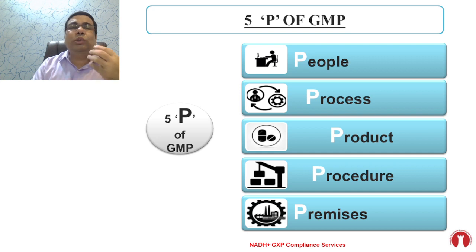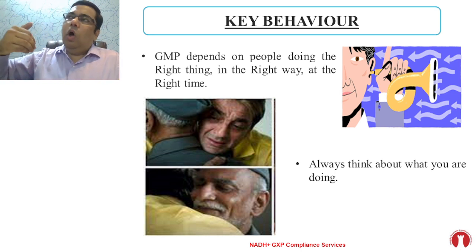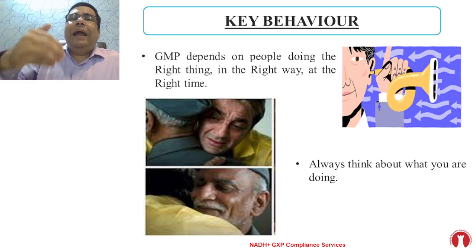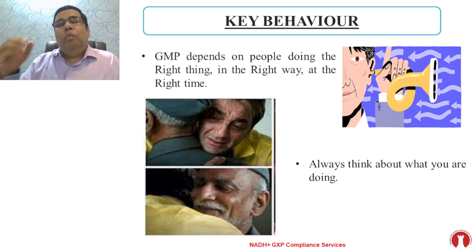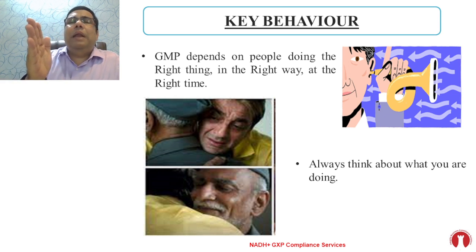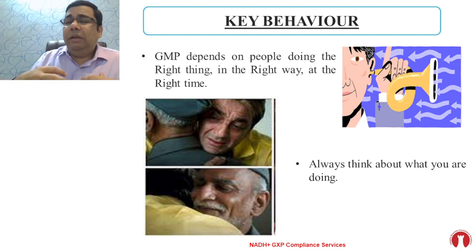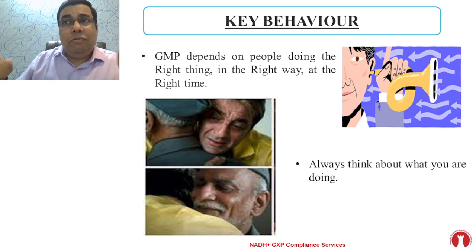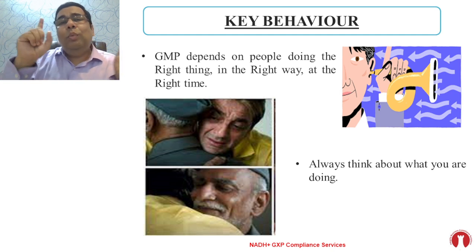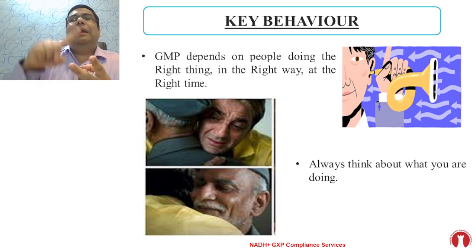Now let us start today's discussion with respect to the behavioral skills. We will discuss one by one all the key behavior requirements. The first is, it depends on people doing the right thing in the right way at the right time. Always remember that whatever training or instructions we give to the people, we always tell them to do the right thing in the right way and at the right time. If I am doing the right thing but in the wrong way, it is not acceptable. If I am doing the right thing in the right way but not at the right time, then again it is wrong. So always remember that I have to do the right things always in the right way and at the right time.